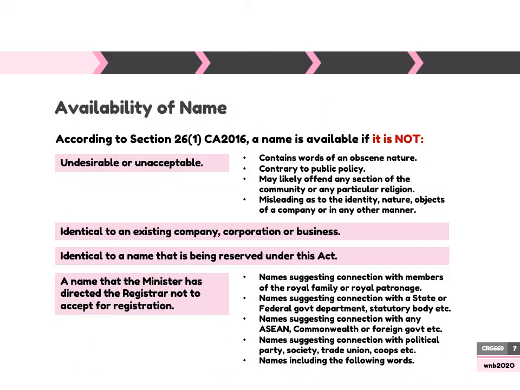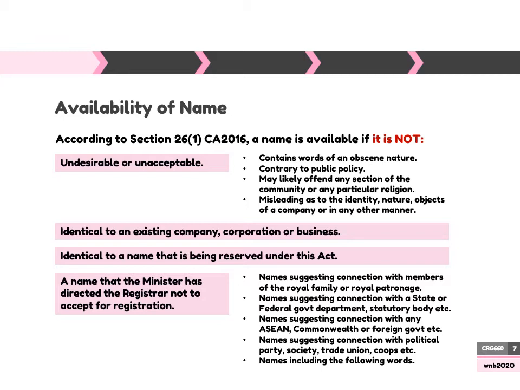Okay, now kita nak tengok availability of the name. According to section 26, a name is available if it is not. So bila kita nak buat reservation of name, kita macam alamak, boleh lepas ke tak nama ni. So section 26 kata it's okay, nama yang you propose tu insya-Allah akan lepas. Kalau it is not, so first kali make sure nama yang you pilih tu it is not undesirable or unacceptable.